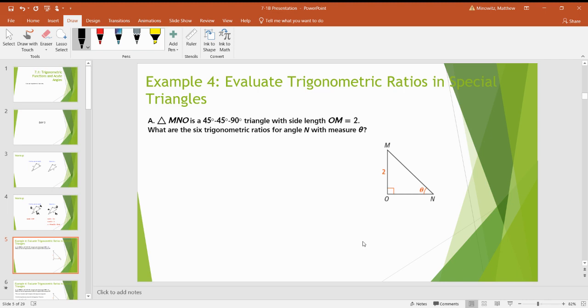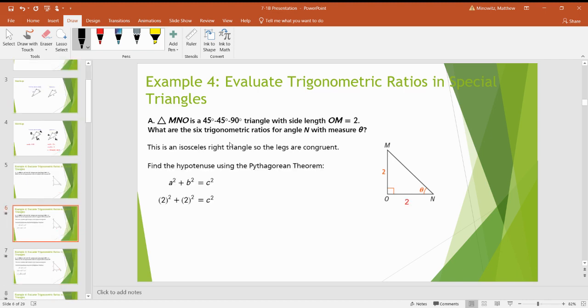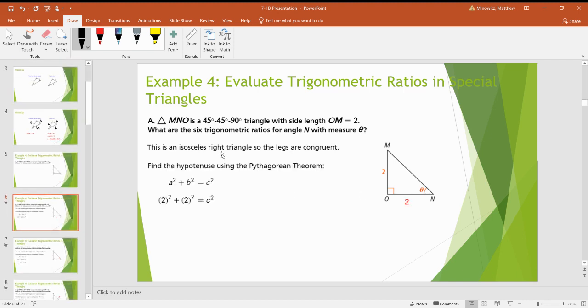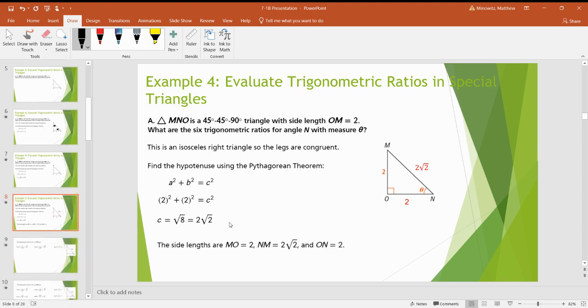So step 1, always draw the picture and think about what information we're given. It tells us the 45, 45, 90 triangle, which is going to be very, very helpful. Since it's an isosceles right triangle, if these two angles are 45 degrees, which I'll label in here, 45 and 45, then the opposite sides of the two legs have to be congruent. And then we could use Pythagorean theorem to find the hypotenuse, which is square root of 8 or 2 square root of 2. Now, I'm going to write 2 square root of 2.